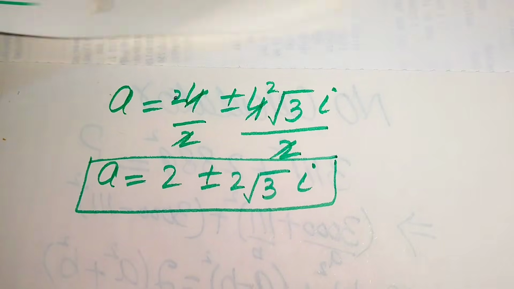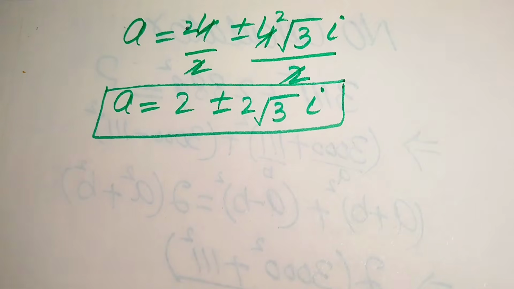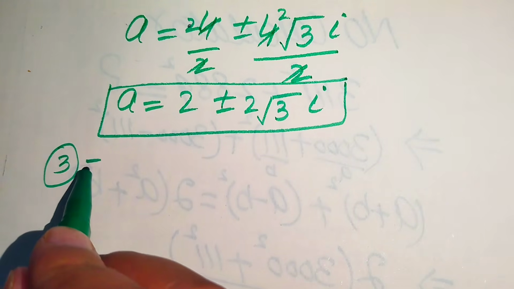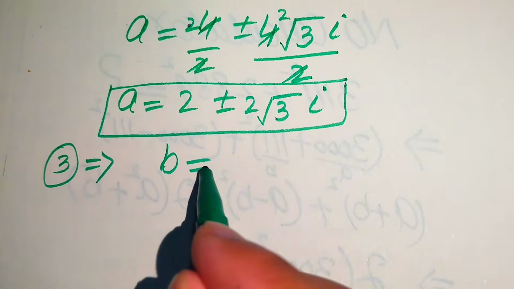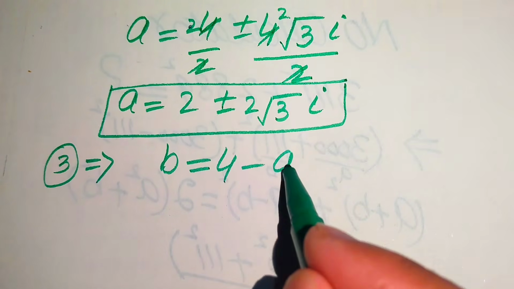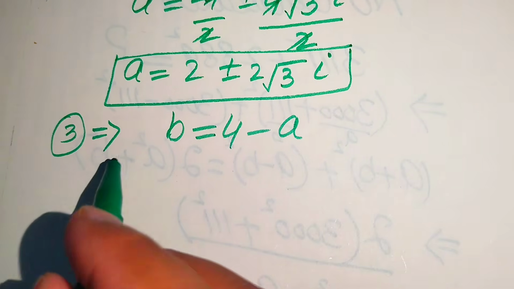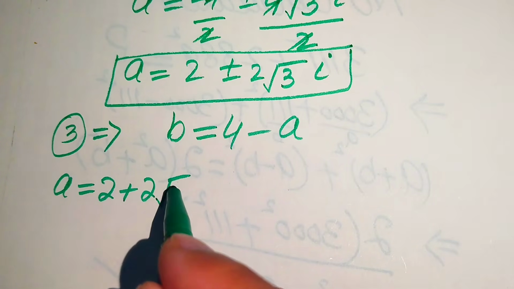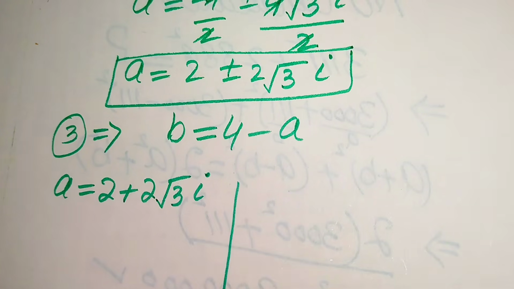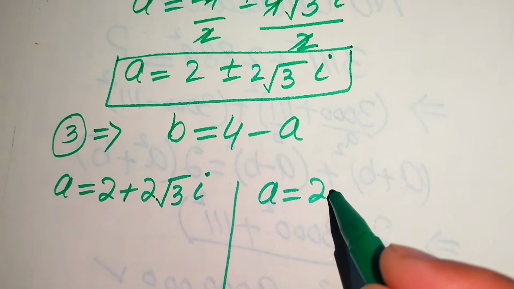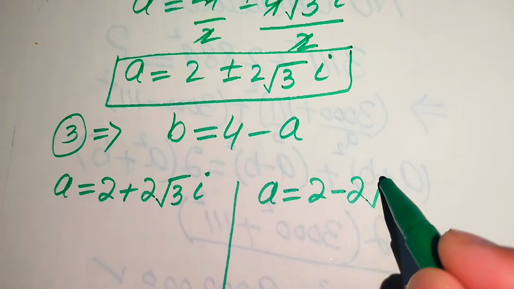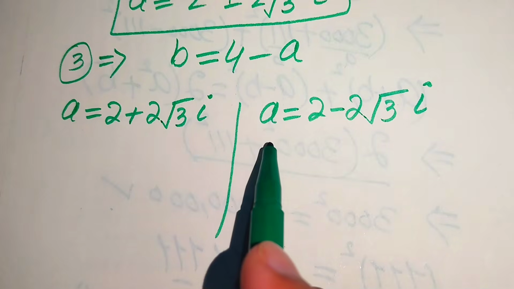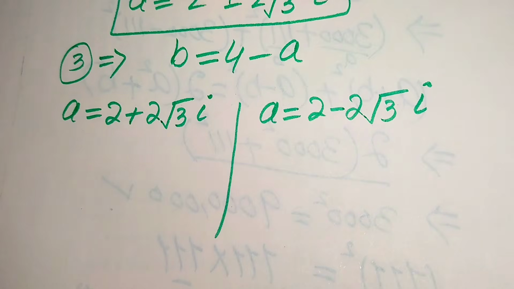So from these two values of a we will get the corresponding values of b. For the values of b we need equation number 3, so now we copy down equation number 3. It is b equals 4 minus a. This is our equation number 3, and on this side we will substitute a equals 2 plus 2 times square root of 3 into iota, and on this side we will substitute a equals 2 minus 2 times square root of 3 into iota. So we substitute both of these values in this equation and we get the corresponding values of b.